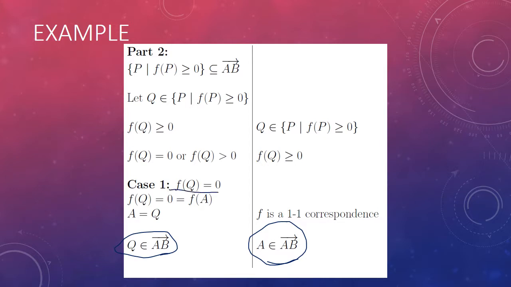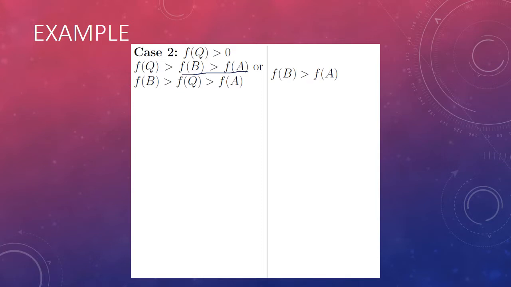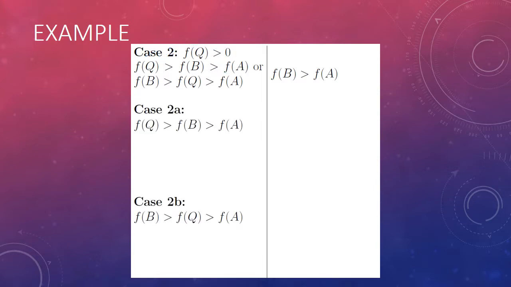So in this case here, Q ends up landing on the ray AB, which is what was our goal for part 2. Case 2 is f of Q is greater than 0. This gives us two possibilities. Since we know that f of A is less than f of B, then that means that Q is either in between them or it's on this side over here. So that gives us these two possibilities here. So there's the two cases individually.